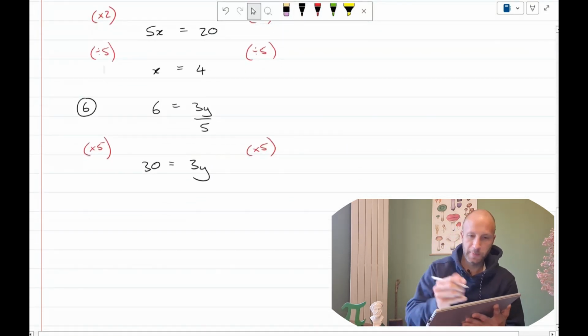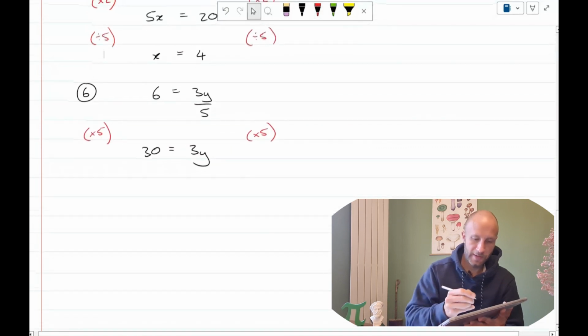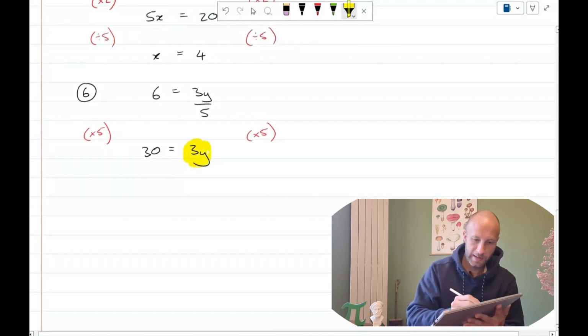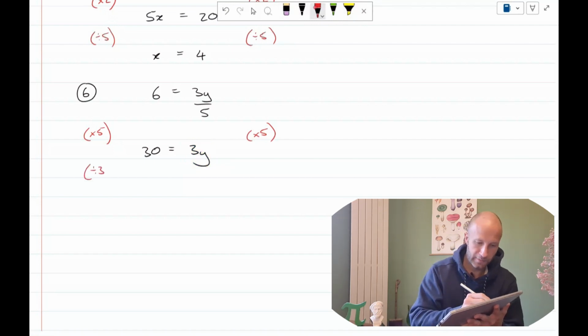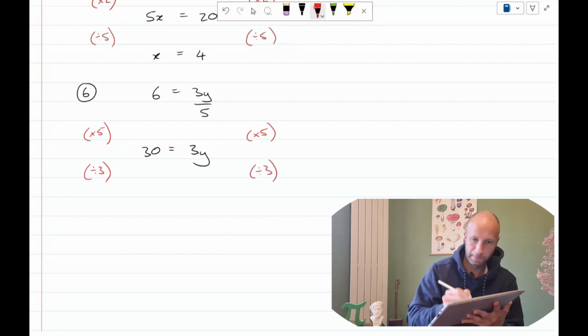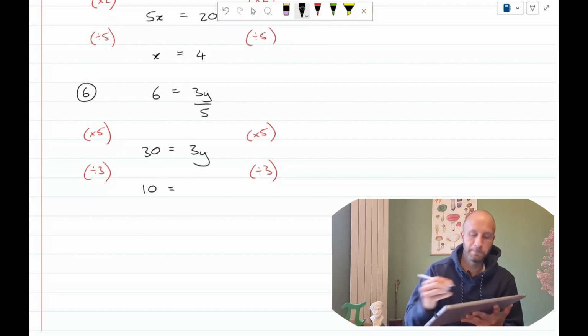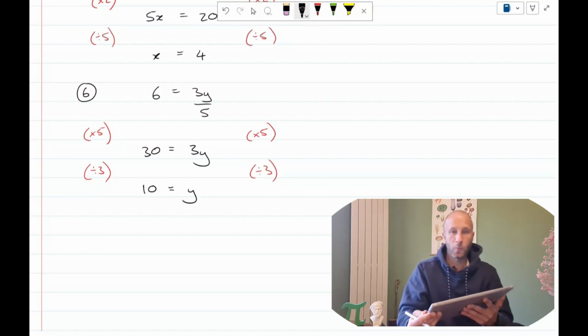30 equals 3y, back to this question. So to get rid of that multiplication by 3, where's my y? Here it is. I've got 3y, 3 times y. So to get rid of 3 times y, I'm going to divide by 3 on both sides. So when I divide the left by 3, I get 10. I divide the right by 3, I get y.